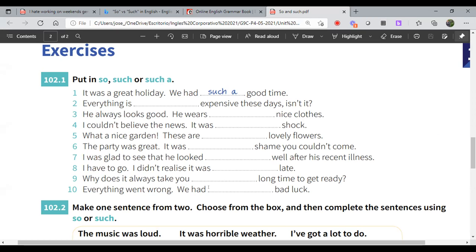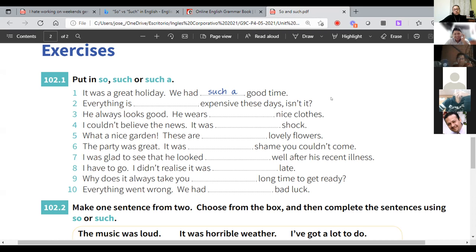The next one. Everything went wrong. We had so bad luck. Everything went wrong. We had such bad luck. Or everything went wrong. We had such a bad luck. Todo nos salió mal. Tuvimos tanta mala suerte. O mucha mala suerte. Al final de cuentas, solamente para clarificar, usted bien puede decir, everything went wrong, we had bad luck. ¿Ok?